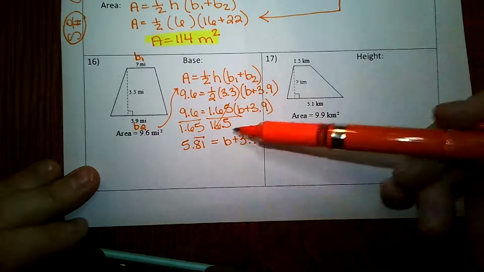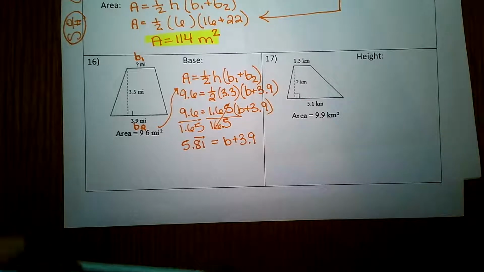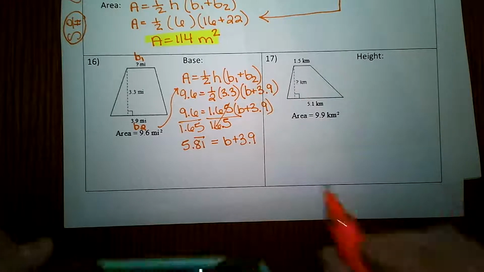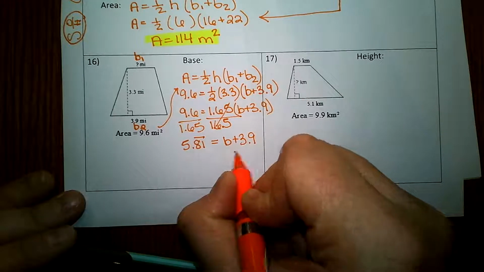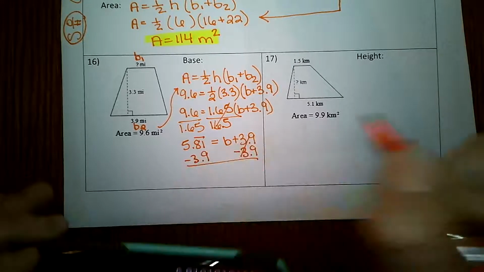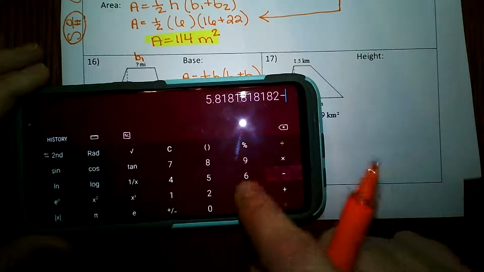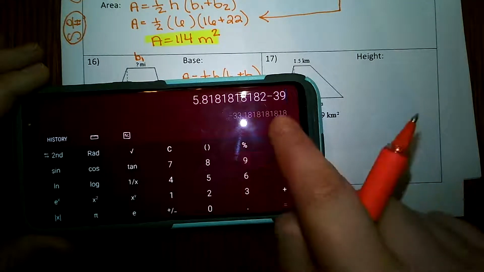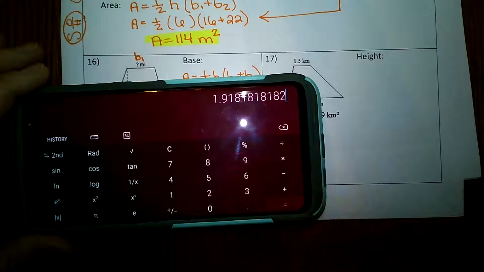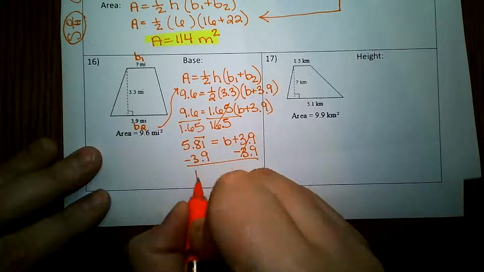When I divided away that 1.65, the only thing that was left was b plus 3.9. Okay, so my last step would be to subtract that 3.9 from both sides. I still have the 5.818181 loaded in my calculator, so I just need to subtract 3.9. So I got 1.91818181. So I'm going to say 1.92.